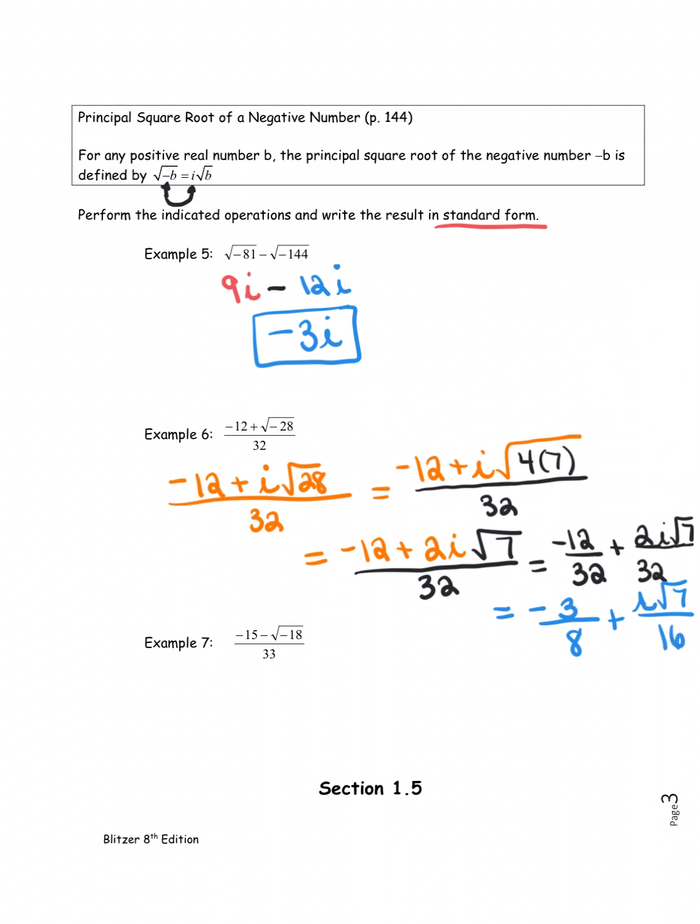Sometimes you might have to write it in proper a plus bi format, so you might have to say negative 3/8 plus square root of 7 over 16, and then the i afterwards. Just see how your MyMathLab wants it.